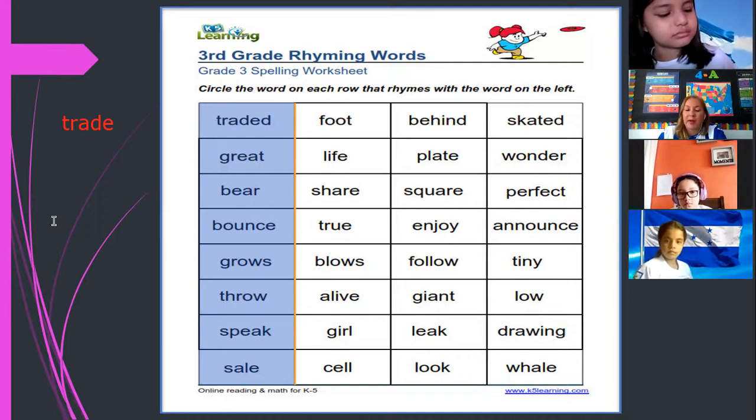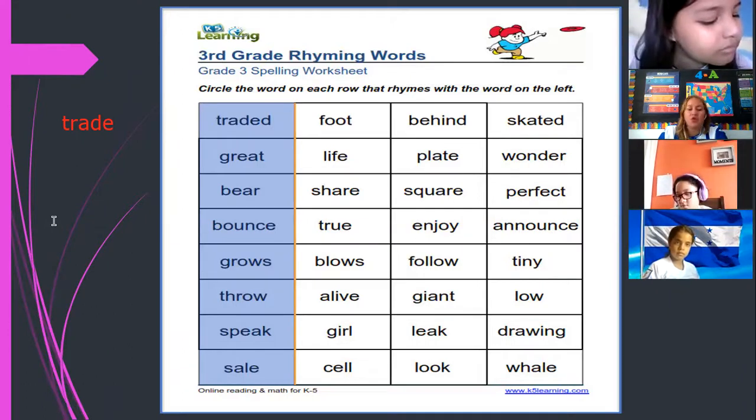Esto es lo que ustedes suelen hacer. Si termina en D, no leen la D. Si termina en S, no leen la S. You have to be careful with that.